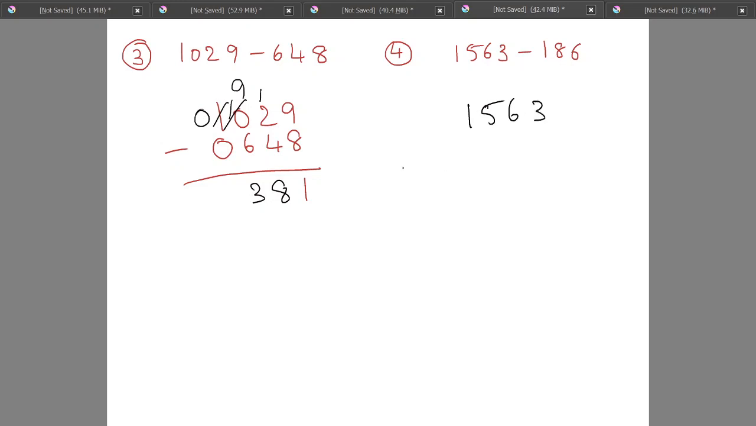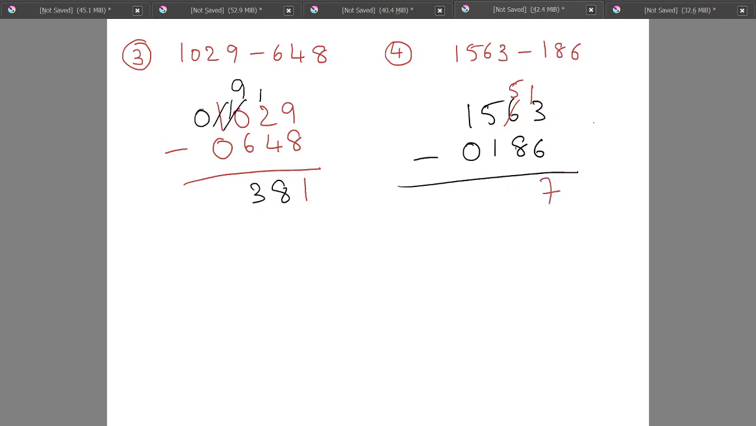Okay. So moving on to the next sum. 1563 minus... again, so these are only 3-digit numbers. So what do you do? You add 1 0 here and then write down the number, minus. Okay. Changing color to red. So 3 minus 6. Can I do it? No. So borrow 1. So this becomes 13 and this becomes 5. 13 minus 6 is 7.